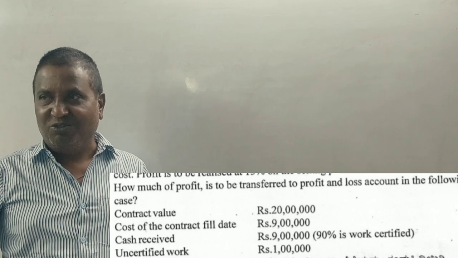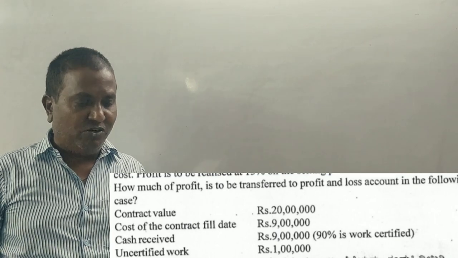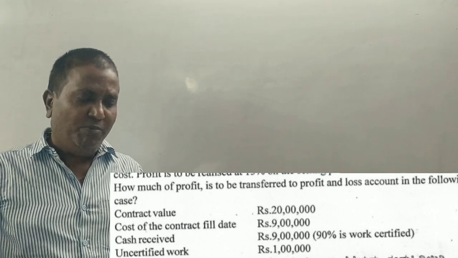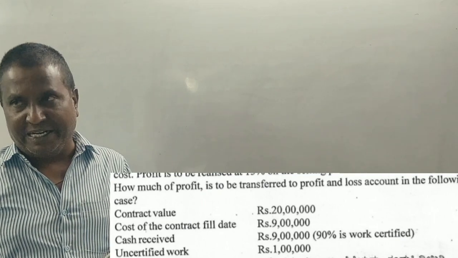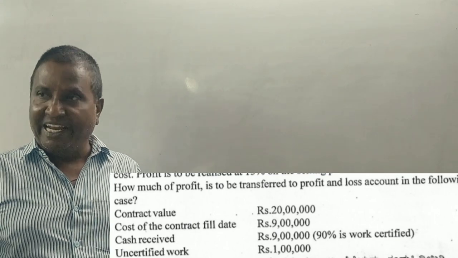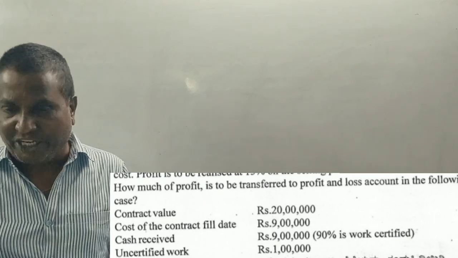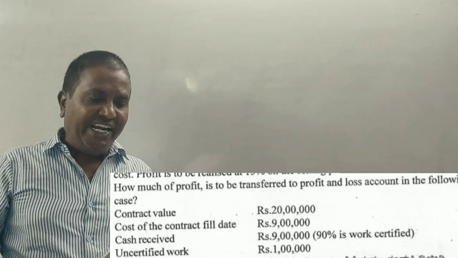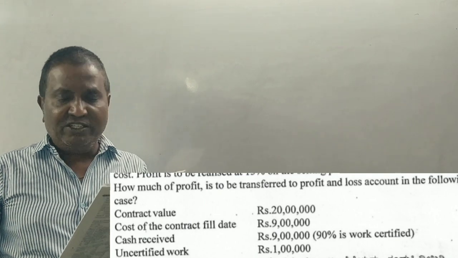Now we'll see how much profit is to be transferred to profit and loss account in the following case. See how much amount of profit you transfer to profit and loss account. Contract value is nothing but contract price, 20 lakhs. Cost of the contract till the date, 9 lakhs. 9 lakh rupees expense has happened. Cash received, 9 lakh rupees, 90% of work certified, and uncertified work is 1 lakh.